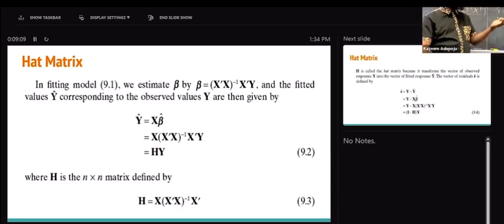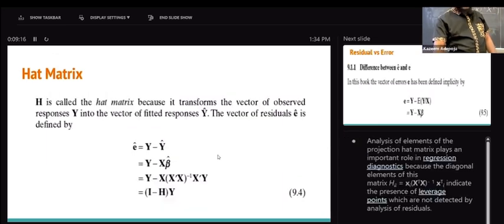Now, what is the essence of the hat matrix? I'm going to tell you now. The hat matrix that I just talked about will enable us to transform our observed response to the predicted. I'm going to say that again. When you look at your data, you got the actual observation, the actual response. Without the hat matrix, you may not be able to transform the actual response to the predicted response. That's exactly what we mean, and I'm going to demonstrate that to you now.